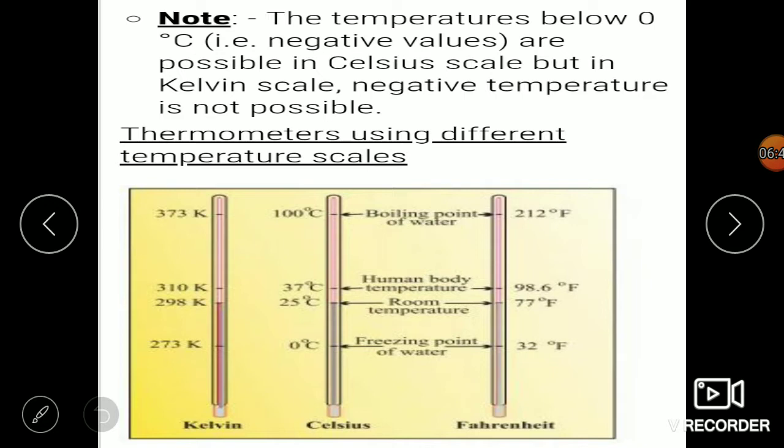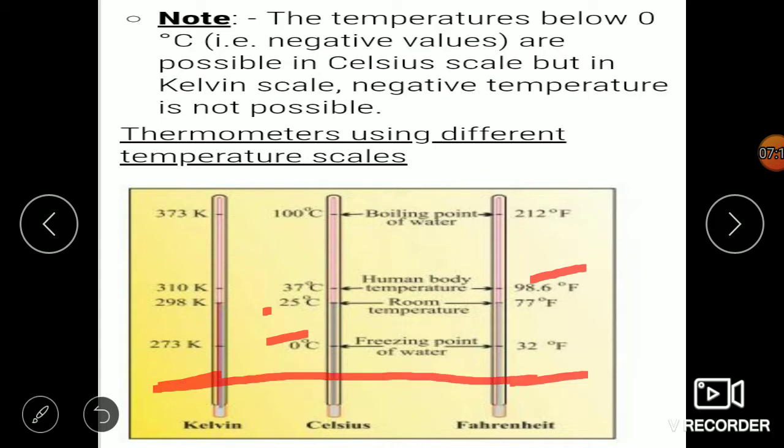Now in this chart you can see some temperatures are given. See, human body temperature is 37 degrees centigrade, which corresponds to 98.6 Fahrenheit. Room temperature is how much? Room temperature is 25 degrees centigrade, which corresponds to 77 degree Fahrenheit. 0 degree centigrade is 32 degree Fahrenheit, 273 Kelvin. So remember this line, this is very important. 0 degree centigrade is equal to 273 Kelvin and 32 Fahrenheit, okay.